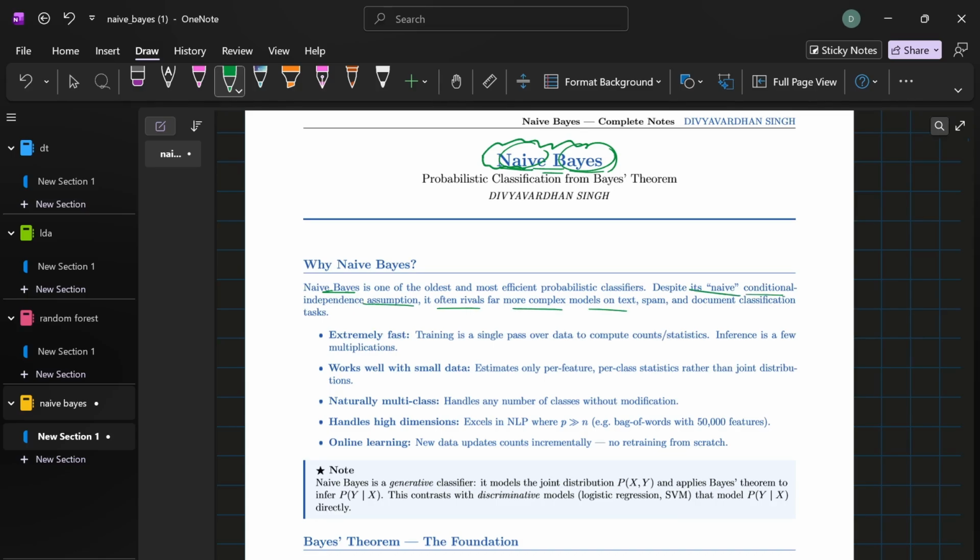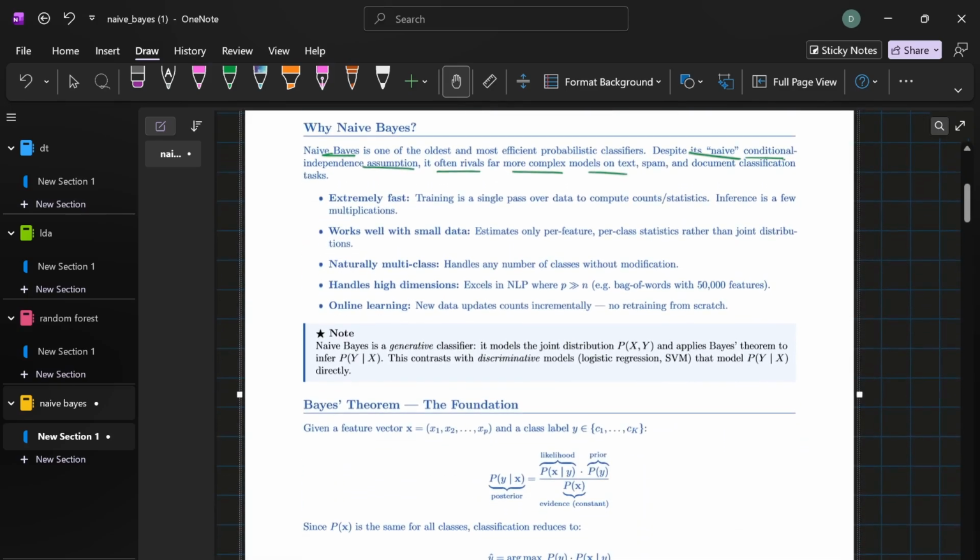First, let me make sure you know what naive Bayes is about. This thing is extremely fast. Training is literally a single pass over your data, no iteration, no gradient descent, just counting. Despite being this simple, it rivals far more complex models on tasks like spam detection, text classification, and document categorization. It also works surprisingly well on very little data and handles high-dimensional data better, like 50,000 word features in NLP.